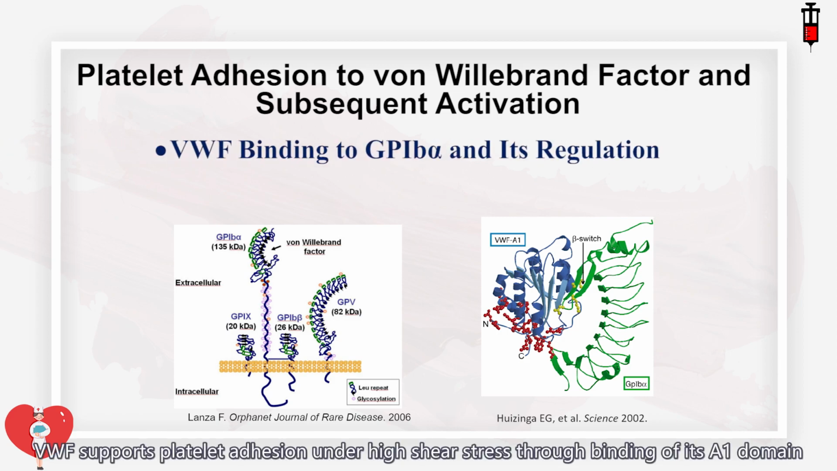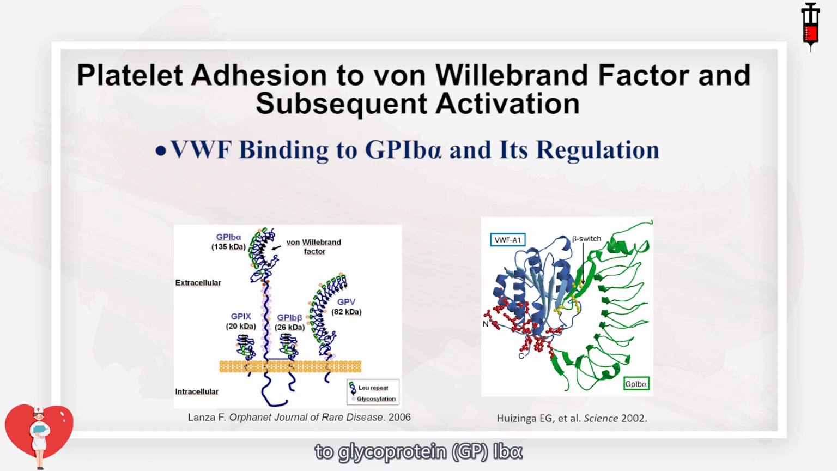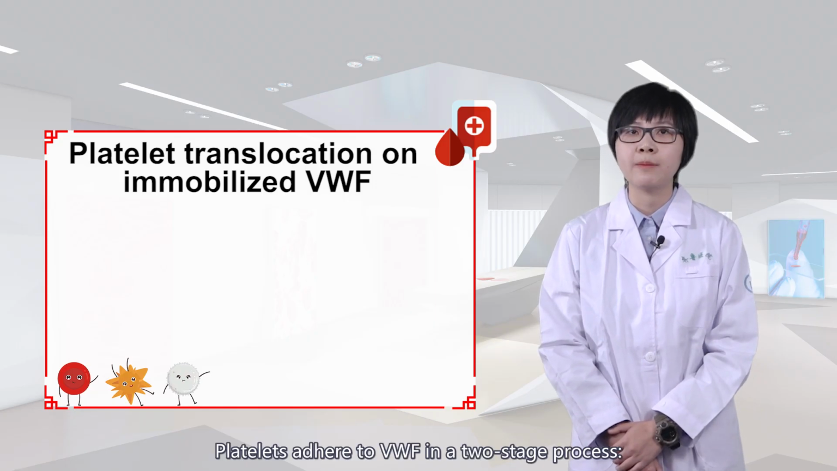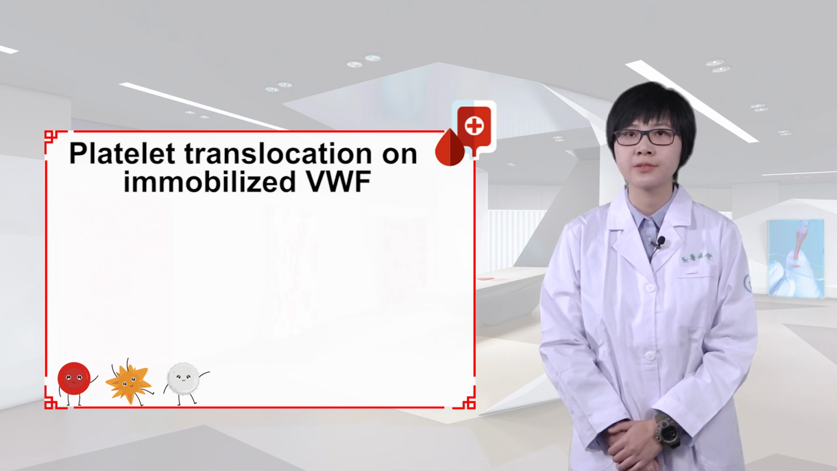VWF supports platelet adhesion under high shear stress through binding of its A1 domain to glycoprotein 1b alpha in the GP1b-IX-V complex, shown in the left picture. The picture on the right shows a representative binding mode between VWF A1 domain and the N-terminal of GP1b alpha in green color. Platelets adhere to VWF in a two-stage process.